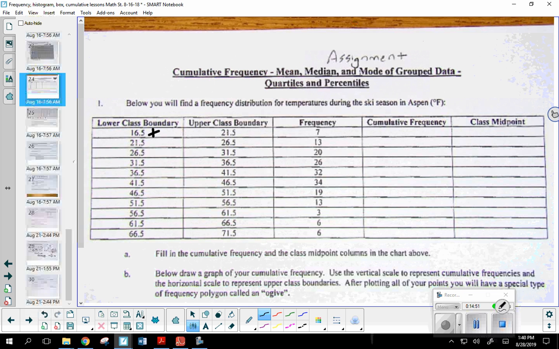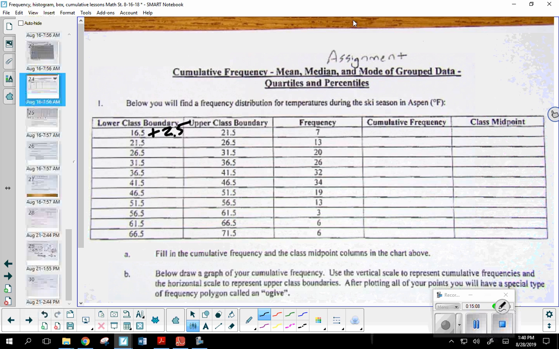How far is it from 16.5 to 21.5? Okay, 5, so you just need to add 2.5. So in fact, what would be the first midpoint? 19. And then it really just depends on the strategy.